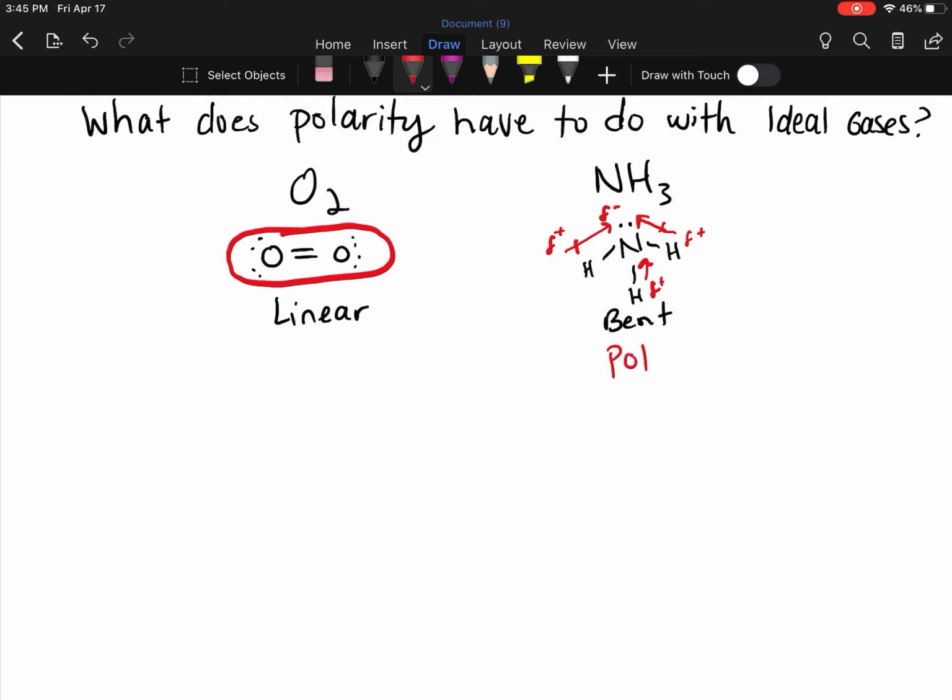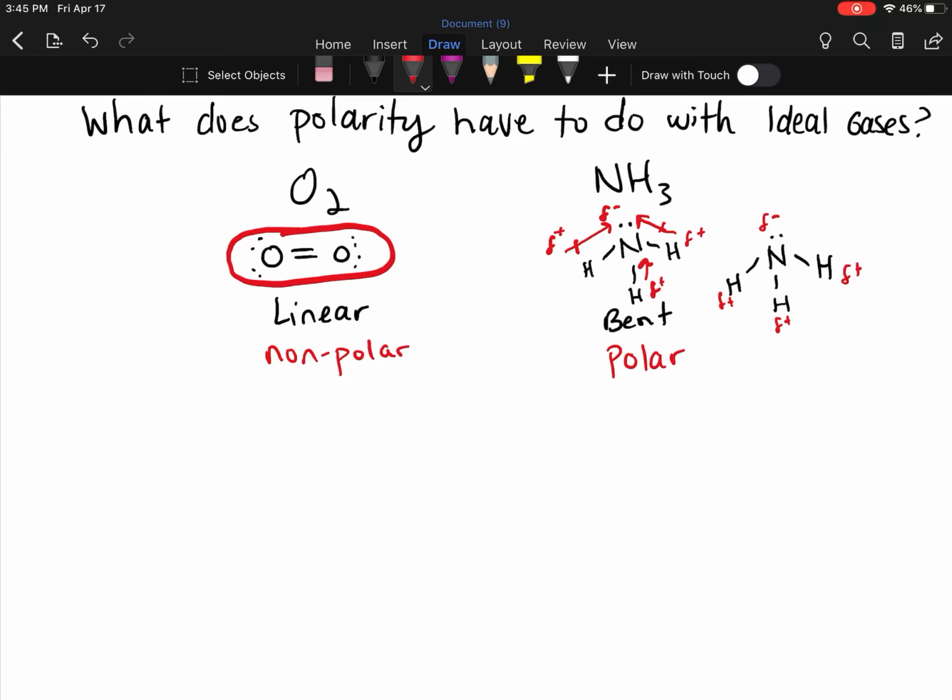So ammonia is polar and oxygen is non-polar. So that's step one, identifying whether it's polar or non-polar. What does polarity have to do with gas behavior? In nature, ammonia molecules don't exist by themselves. There's a bunch of ammonia molecules around, so they are all behaving the same. They're all going to have this partial positive on the hydrogens and partial negative charge on the nitrogen.